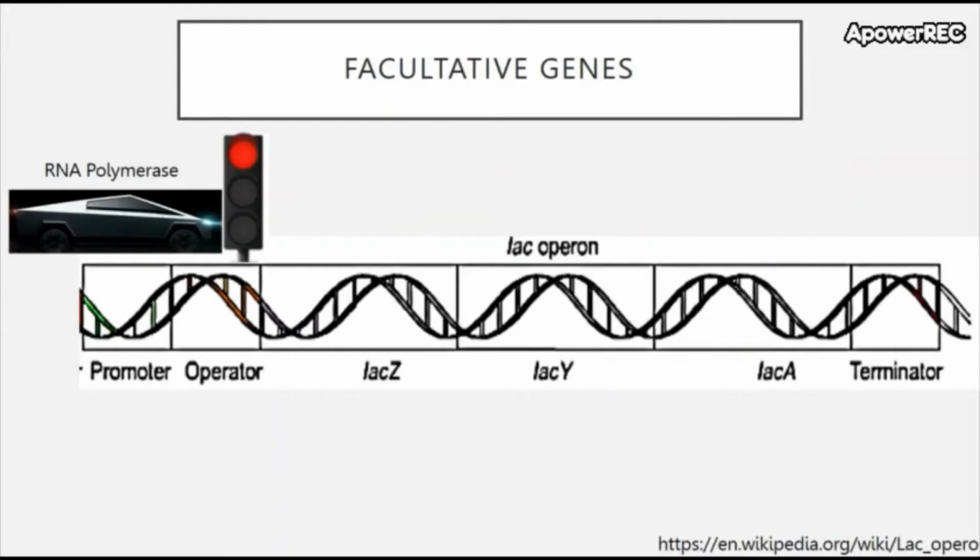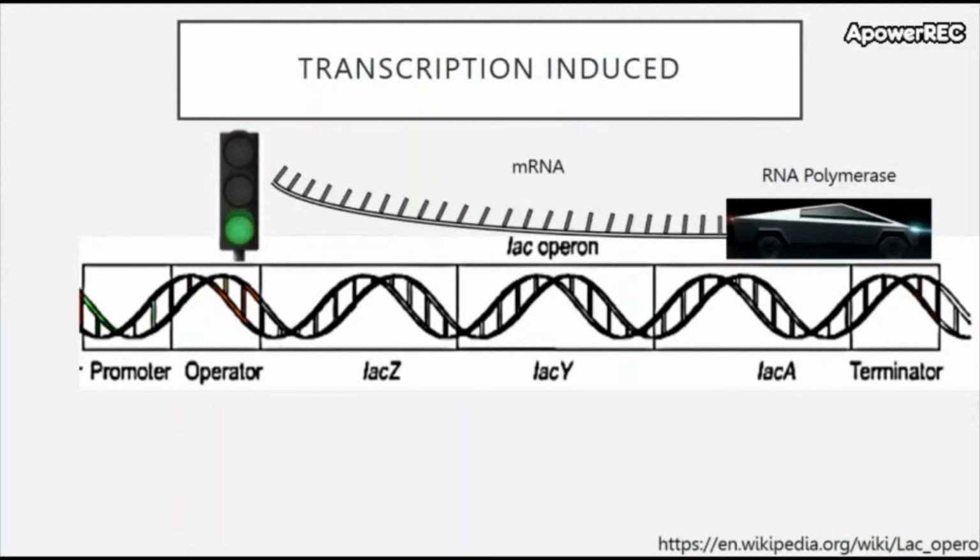And it looks something like this. You can imagine that this Cybertruck is the RNA polymerase. At the promoter site, it's bound, and at the operator, there is a traffic light. If the traffic light is red, then the Cybertruck will not go through and make a copy of that mRNA. However, if the light changes green, then the Cybertruck or the RNA polymerase will zip through that DNA sequence and make a mRNA copy from the template strand.